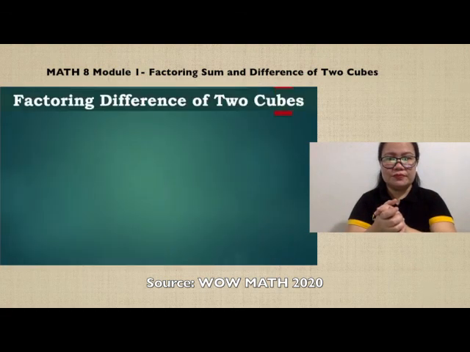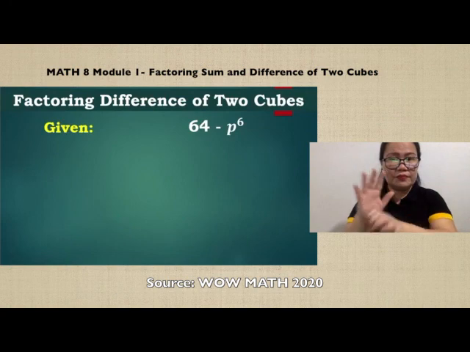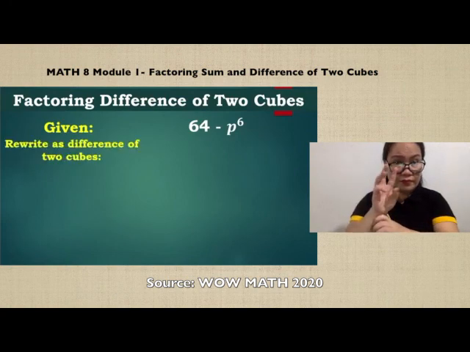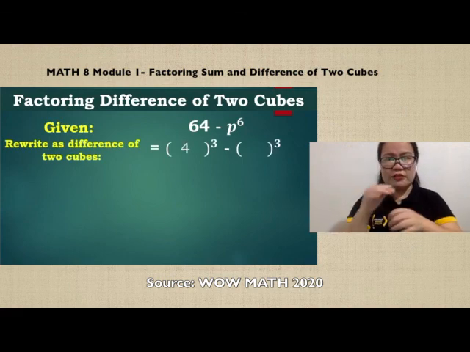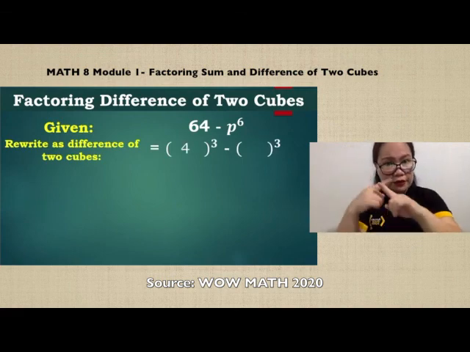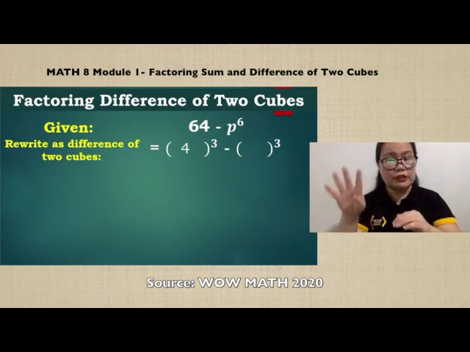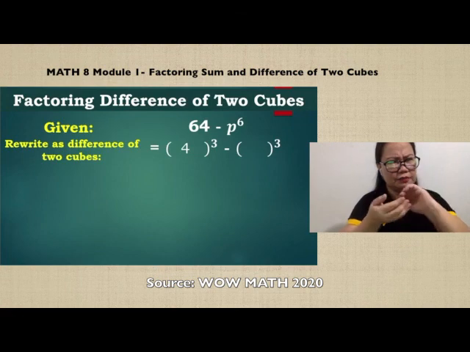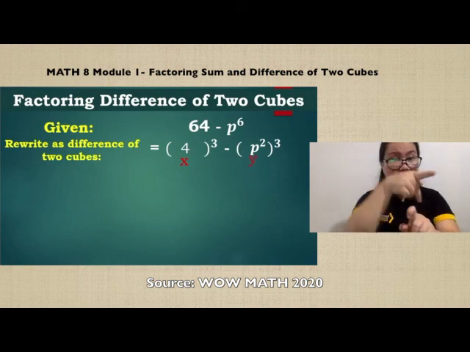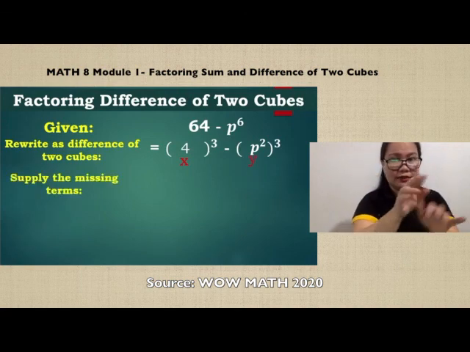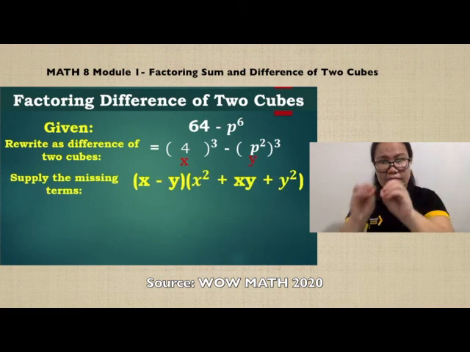Next. I have 64 minus p raised to 6. So, rewrite as a difference of 2 cubes. We have 4 cubed, because 4 times 4 is 16, 16 times 4 is 64. And then, since it's p raised to 6, ano ita-times natin sa 3 para maging 6? So, p raised to 2. So, again, 4 is our first term, p squared is our last term. Supply the missing terms using this factored form.